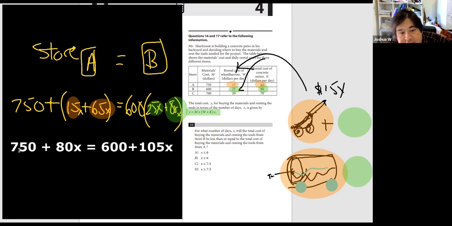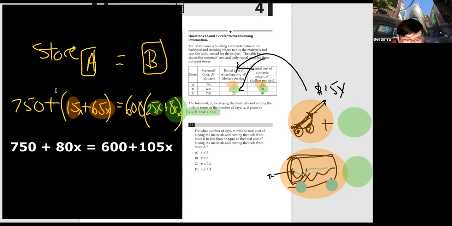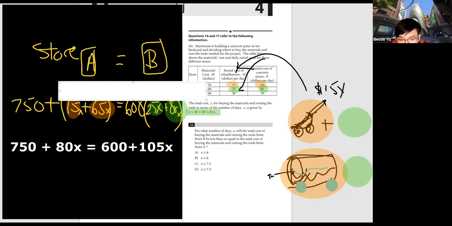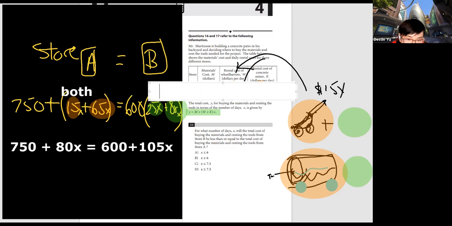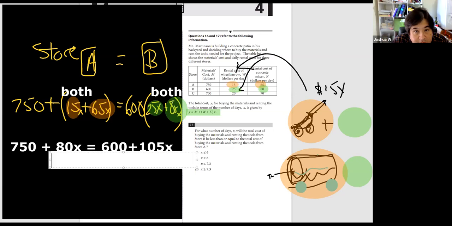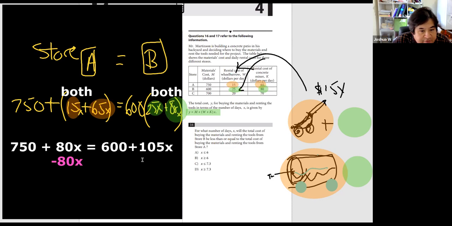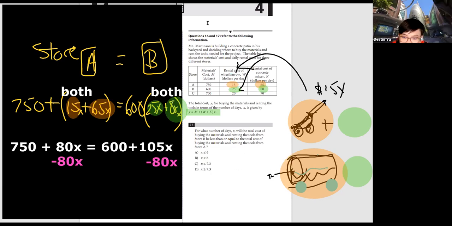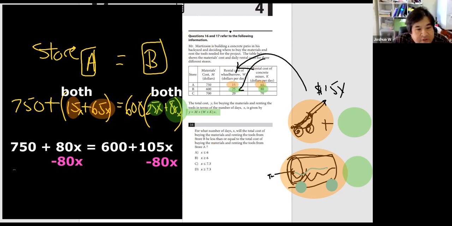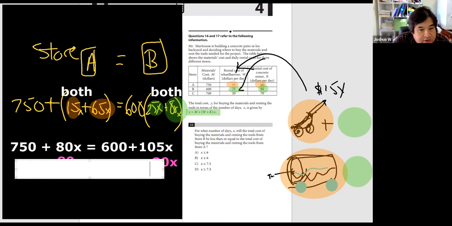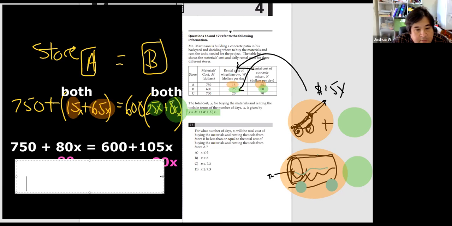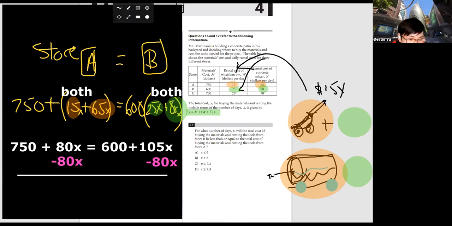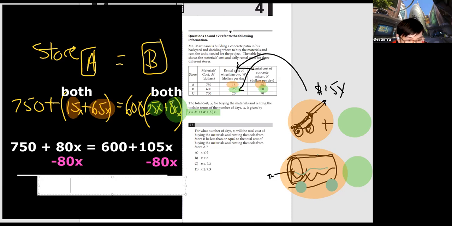So there's the equation. Destin, what did you do from here to solve this? Because that's the setup. I subtracted 80x on both sides. Okay, so I'll try and highlight that in a different color. So minus 80x. What's 105 minus 80? 25. Yeah, so 700 equals 600 plus 25x. What do you do next? I subtracted 600 from both sides.